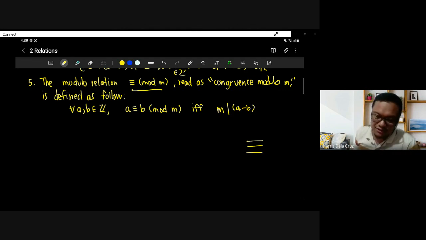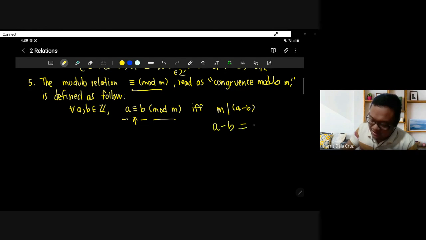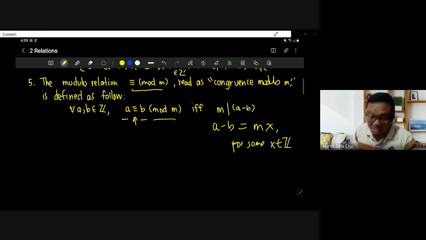So, A is congruent to B mod M. So, A is congruent to B modulo M if and only if it satisfies this. May kinalaman pala sa divisor. M divides A minus B. Or if you want to altogether skip the divisibility symbol, if and only if A minus B can be written as M times X for some X in the set of integer. Which is precisely the definition of divisibility, di ba? Yan. So, kung ano man yung mas madali mong matatandaan dyan.